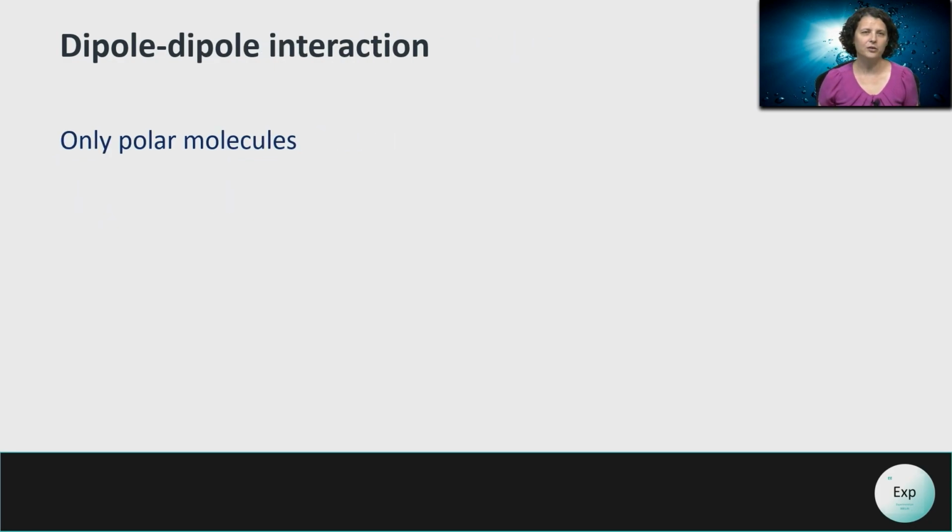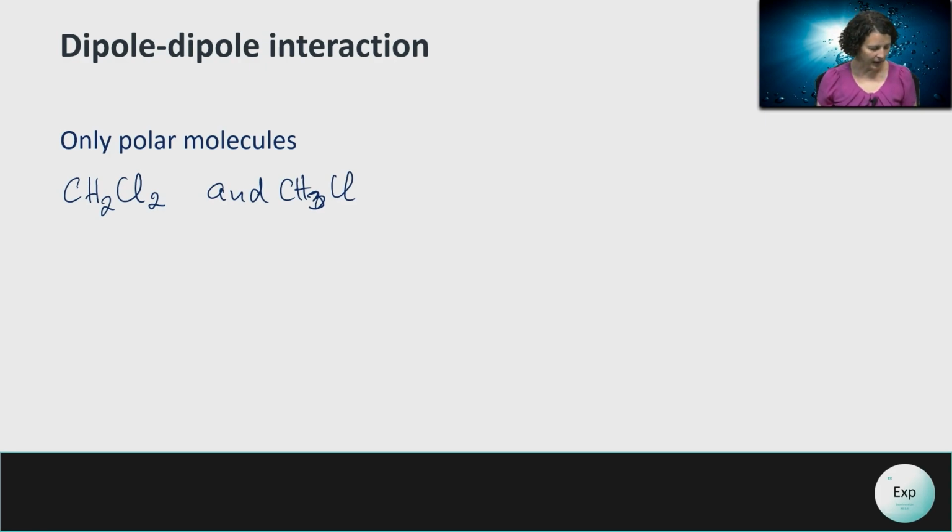The dipole-dipole interaction exists only between polar molecules. And this is connected to the dipole moment of polar molecules. The stronger the dipole moment, the stronger the dipole-dipole interaction. So we can look at the attraction between dichloromethane and chloroform. These two liquids are miscible with each other, and because they all contain at least one polar bond in a non-symmetrical arrangement, both of these are polar, giving us the dipole-dipole interaction.